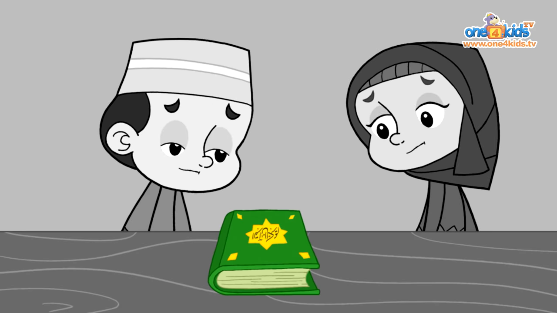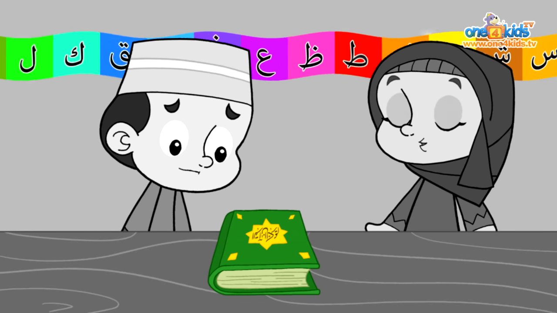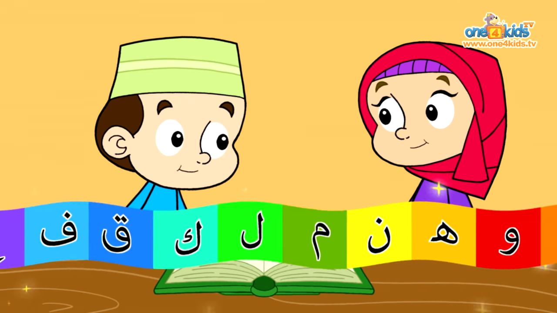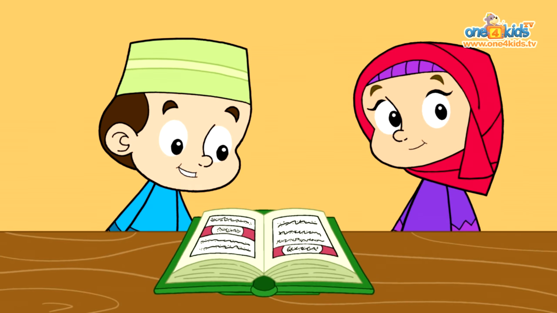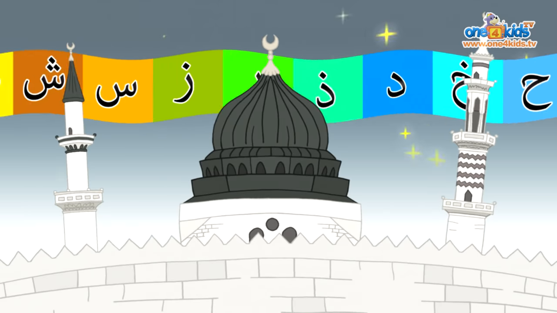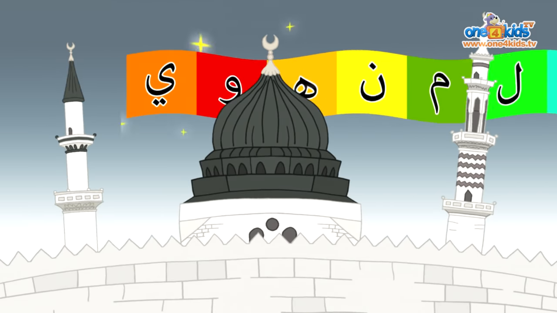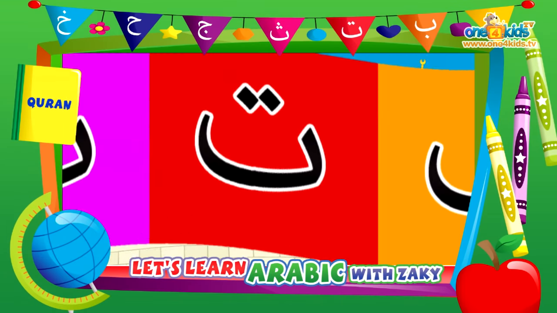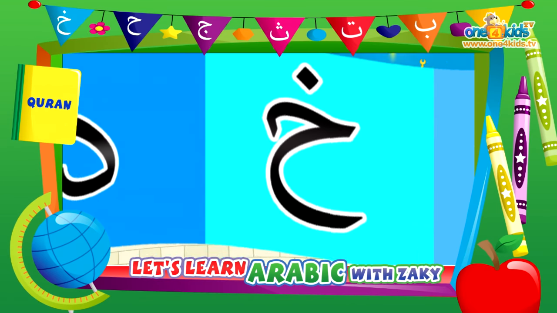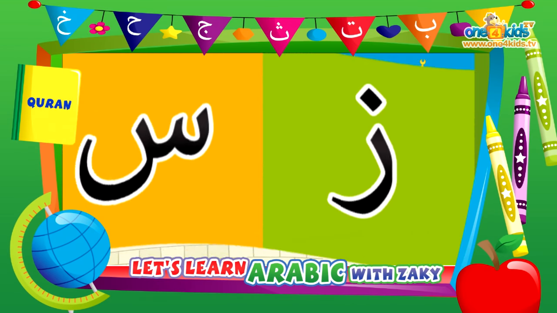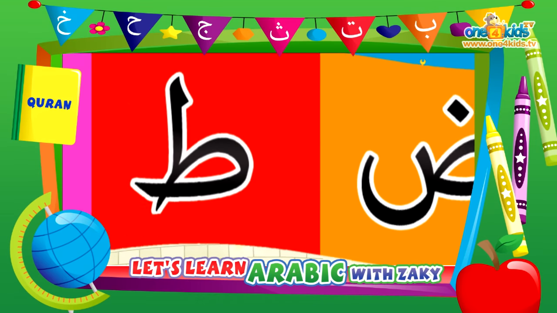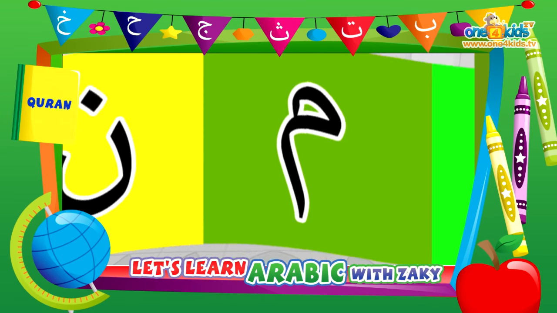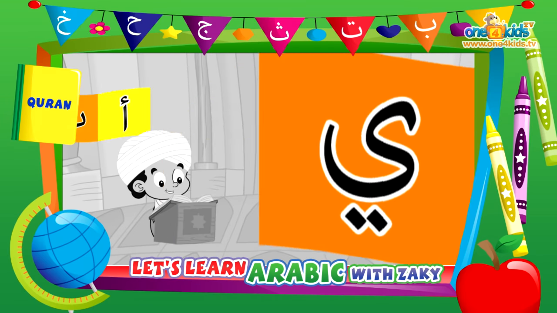We're learning the Arabic alphabet so we can read and learn Al-Quran, the language of Al-Bilal and Muhammad, the last prophet sent from Allah. It goes Alif, Ba, Ta, Tha, Jim, Ha, Kha, Dal, Dhal, Ra, Za, Sin, Shin, Sad, Dad, Ta, Dha, Ain, Ghain, Fa, Qaf, Kaf, Lam, Mim, Nun, He, Waw, Ya.